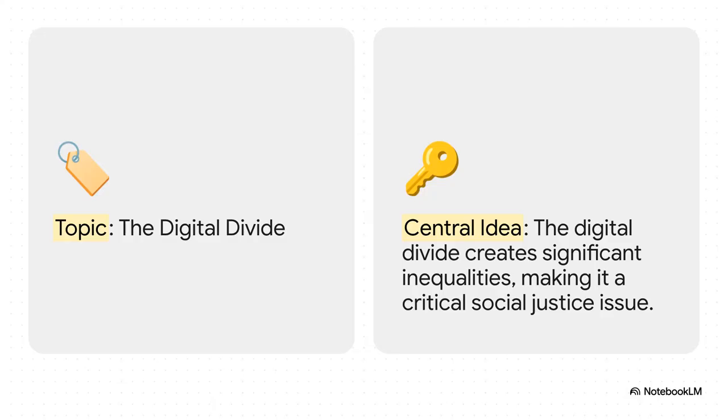Let's make this super concrete. If you say the central idea of an article is the digital divide, well, you've only found the topic. The real central idea is what the author is arguing about the digital divide. For example, that it's a major social justice problem causing inequality. You see that difference? One is just a signpost pointing you in a direction. The other is the actual destination.